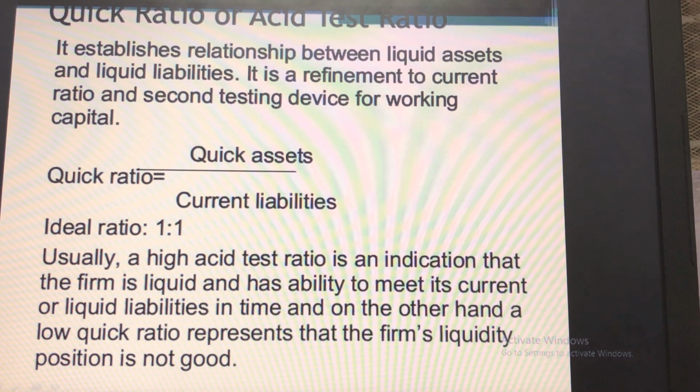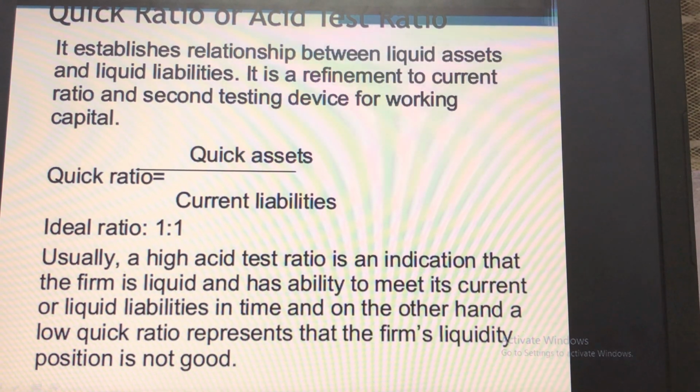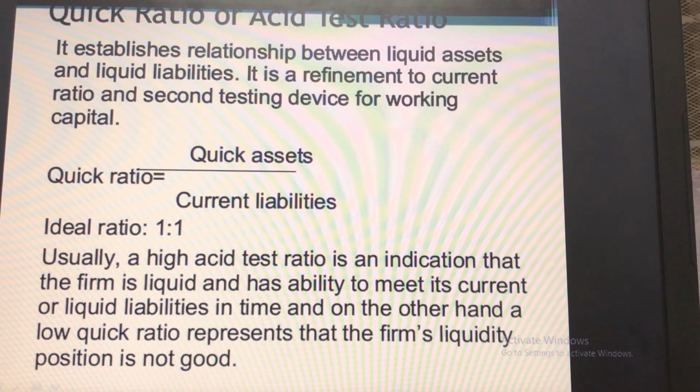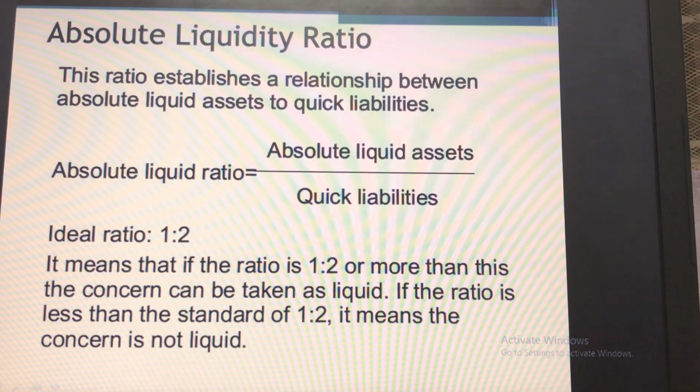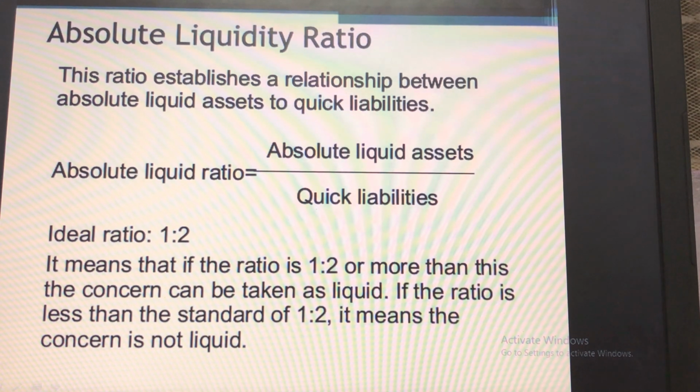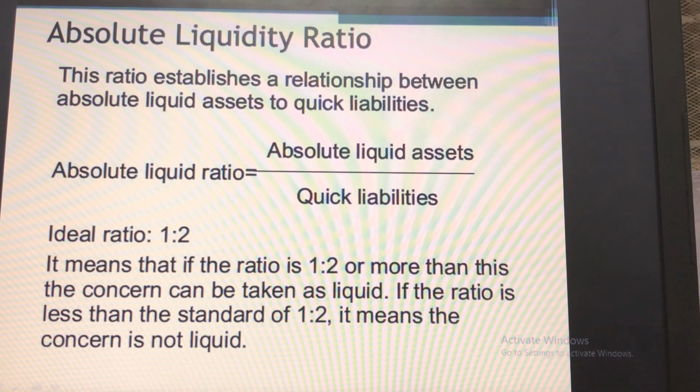Now, absolute liquidity ratio. This ratio establishes a relationship between absolute liquid assets to quick liabilities. Absolute liquid ratio is equal to absolute liquid assets divided by quick liabilities. In absolute liquid ratio, always the ideal ratio is 1:2. It means that if the ratio is 1:2 or more than this, the concern can be taken as liquid. If the ratio is less than the standard of 1:2, it means the concern is not liquid.